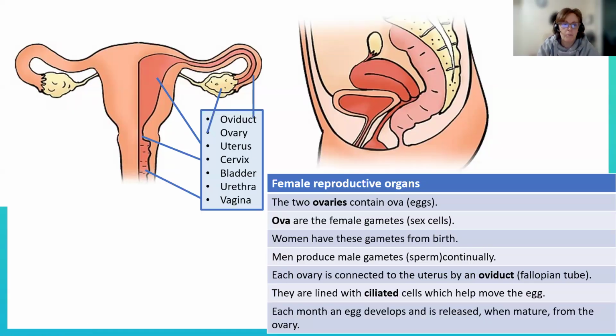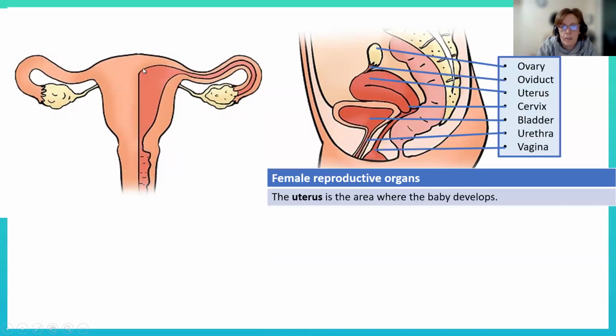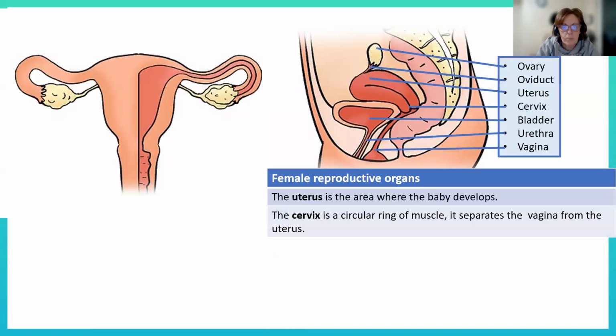And if pregnancy occurs, the embryo and fetus will then develop in the uterus. So the egg has to make its way from here down to the uterus and it becomes fertilized. That happens in the fallopian tube. So the uterus is, as I said, where the baby develops.